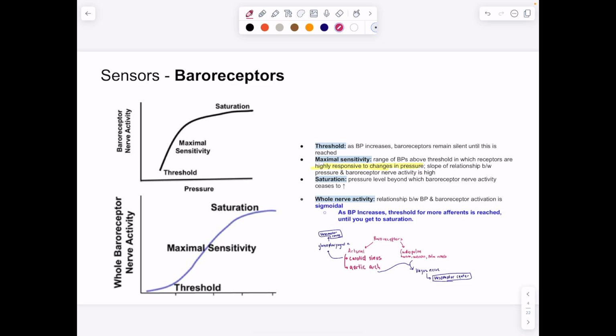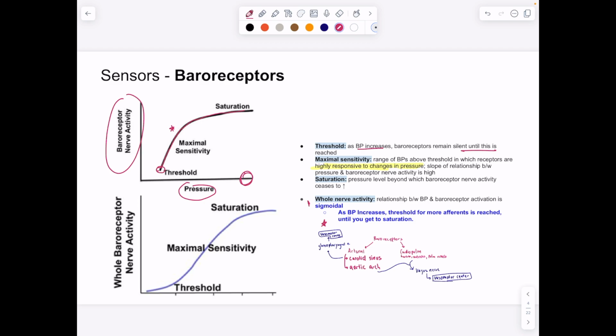And so the idea is that the baroreceptors are going to be silent until a certain blood pressure is reached. And so our baroreceptor nerve activity is going to be silent until you get to a threshold. And then after you've reached the threshold pressure, as you continue to increase the pressure, you're going to have more and more stimulation of the vasomotor center, more and more parasympathetic nervous system stimulation, and that will increase until you reach a particular pressure, at which point you've reached saturation, and you're not going to have any additional baroreceptor activity. You'll still be firing, but it's going to max out overall. All right, then you have the whole nerve activity.